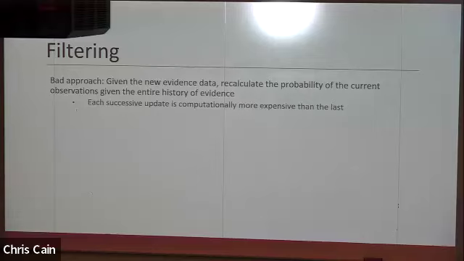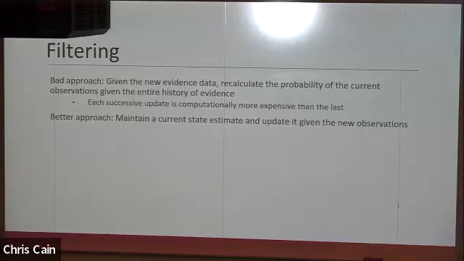Instead, we should maintain a state estimate and update it given the new observations. So we're going to come up with a model of how likely it is to be in a particular state. Given that we see a new piece of evidence, we are now going to utilize that new piece of evidence to update the existing model. And that means that every single update has the same computational complexity, no matter how long that history happens to be. Does that make sense? If we do the same thing every time, then an update in 1,000 years won't be any more computationally expensive than the very first update.